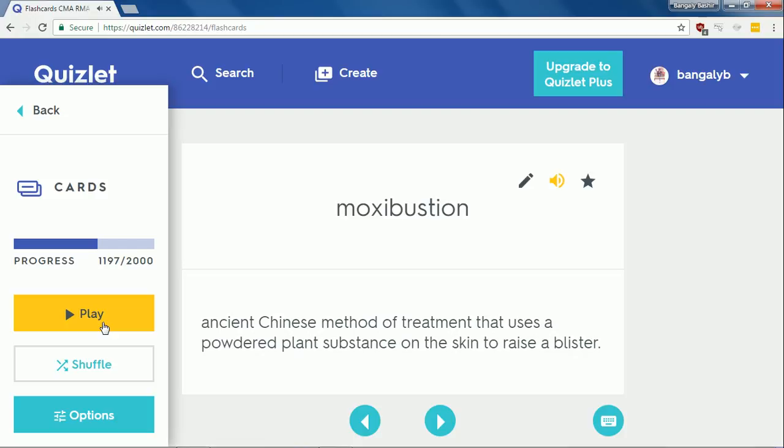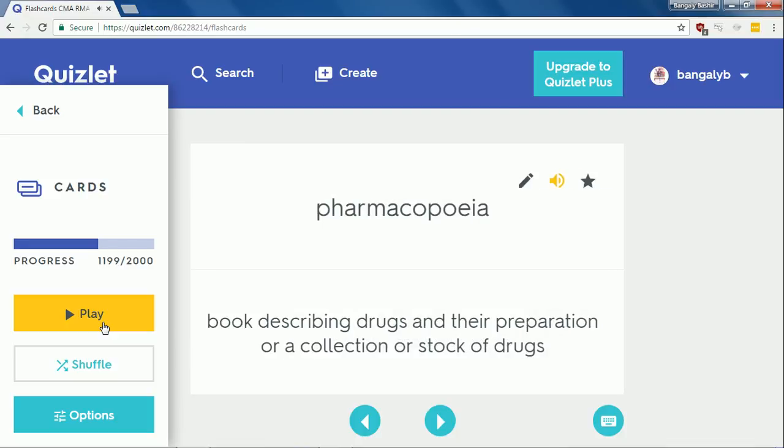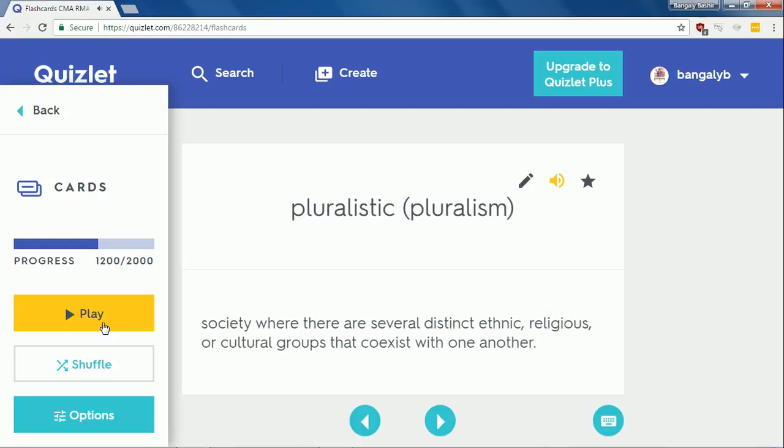Moxibustion: ancient Chinese method of treatment that uses a powdered plant substance on the skin to raise a blister. Opiates: a drug containing or derived from opium and tending to induce sleep and to alleviate pain. Pharmacopoeia: book describing drugs and their preparation, or a collection or stock of drugs. Pluralistic: society where there are several distinct ethnic, religious, or cultural groups that coexist with one another.